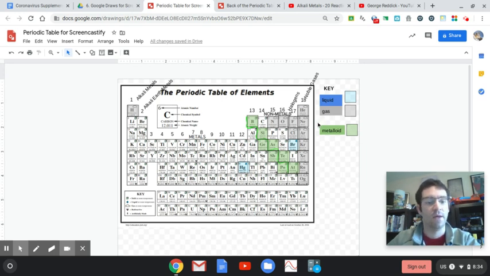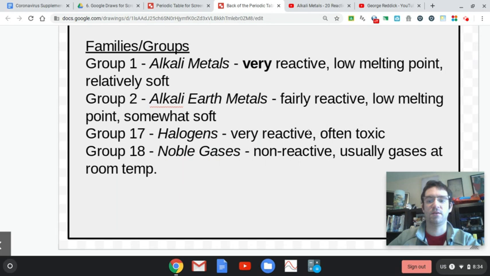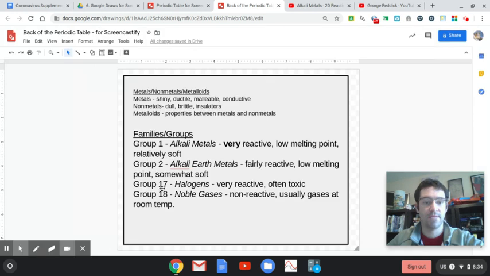Make sure you've labeled the columns with numbers. You've labeled those 4 groups on the front of your periodic table, and you can pause the video if you need to and write down the properties of the 4 groups that I really want you to know. Those are your big missions for today.